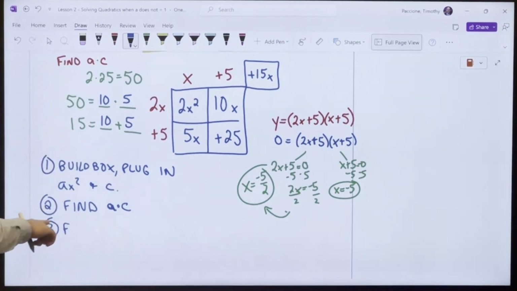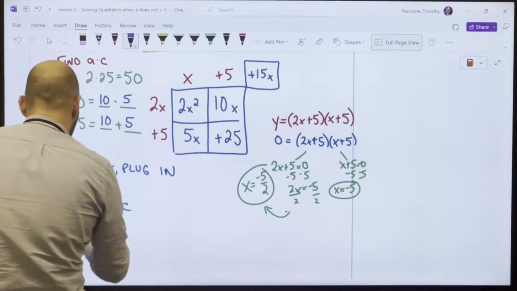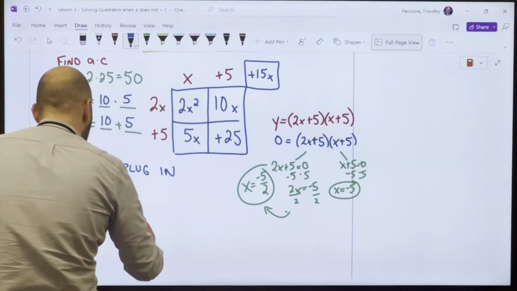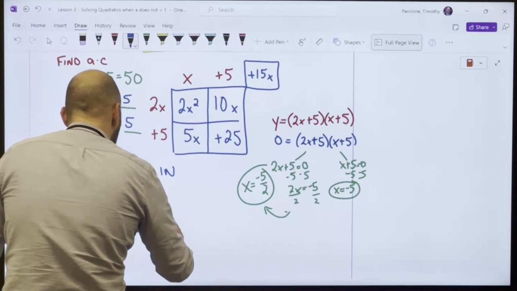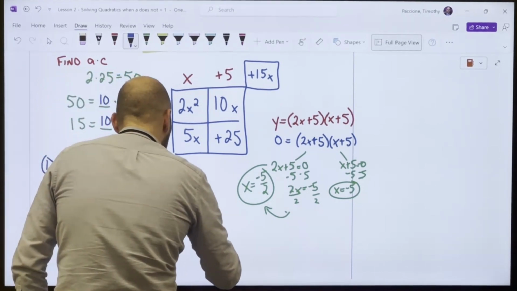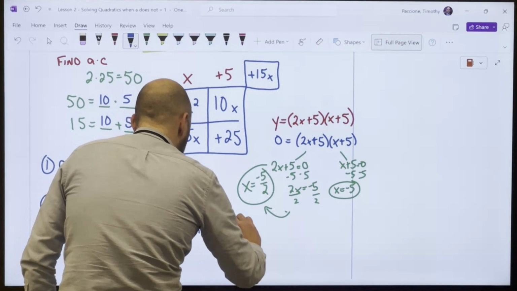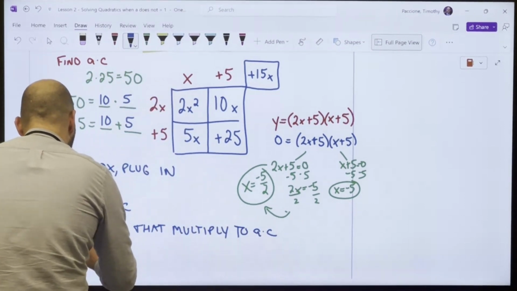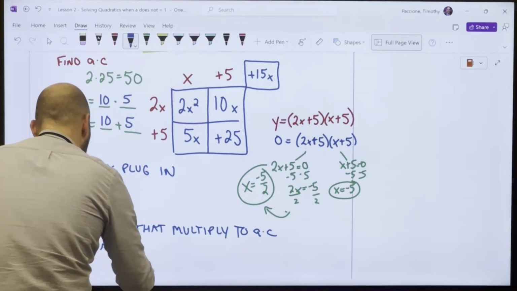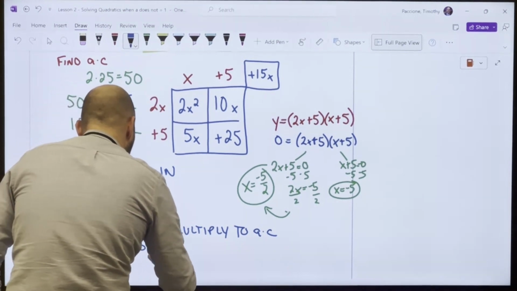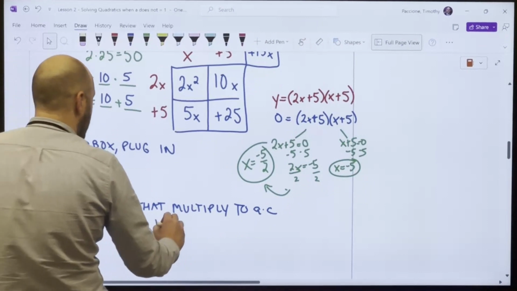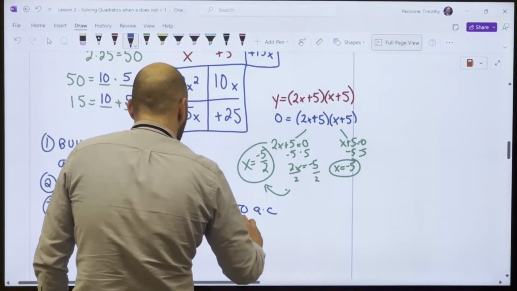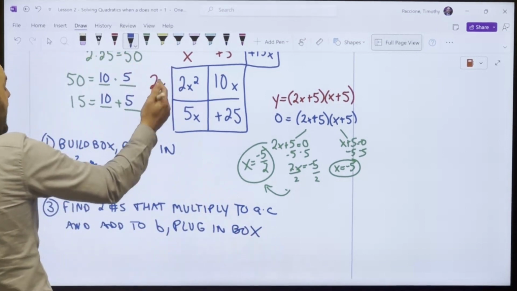All right, so we found a times c, and then we're going to find two numbers that multiply to a times c and add to b, right? Put those in the box. Plug into the box. Then we factored out.